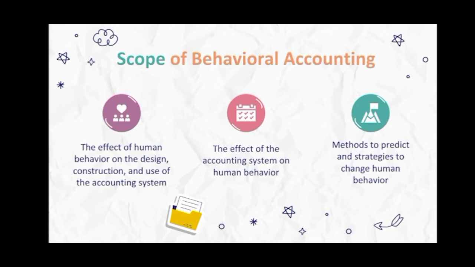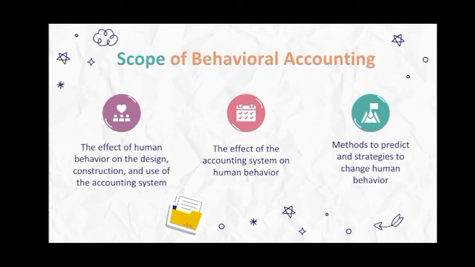The second one is the effect of the accounting system on human behavior. This area of behavioral accounting is concerned with how the accounting system affects motivation, productivity, decision-making, job satisfaction, and cooperation. For example, a budget that is too tight may lead people to believe that the goals are not attainable and that there is no sense in trying to achieve them. A budget that is too loose may result in carelessness and inefficiencies in production.